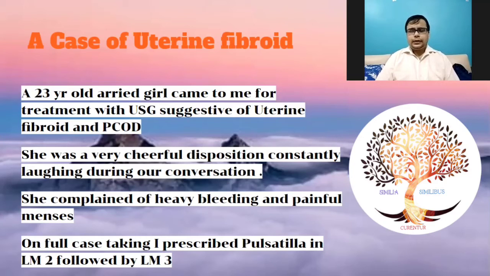So on a further case taking, when I tried to unveil her mental symptoms, I came to understand that there were a lot of problems going on in her family life, especially with her spouse, which was making her more and more depressed towards life. So on that basis, I started with Ignatia and then followed with Natrum muriaticum. But in this case also, there was no reduction of the fibroid even after 2 to 3 months or 4 months of treatment.